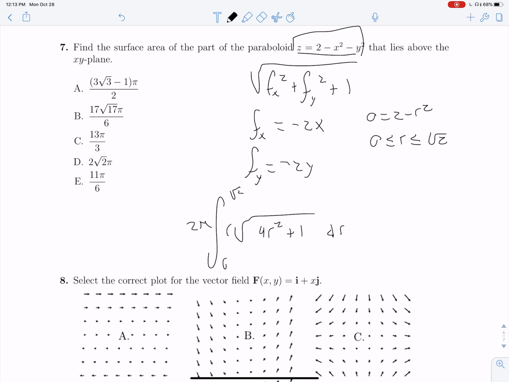So evaluating this integral will save a little time. This ends up being 1/12 for r squared plus 1 to the 3 halves, evaluated from 0 to root 2. If we plug in root 2, we're going to get 9 to the 3 halves, which is 27. So 27 over 12. And this guy, when we plug 0 in, is going to be 1/12. So 26 over 12 times 2 pi. Well, this is just the same as 13 pi over 3. And we're done.